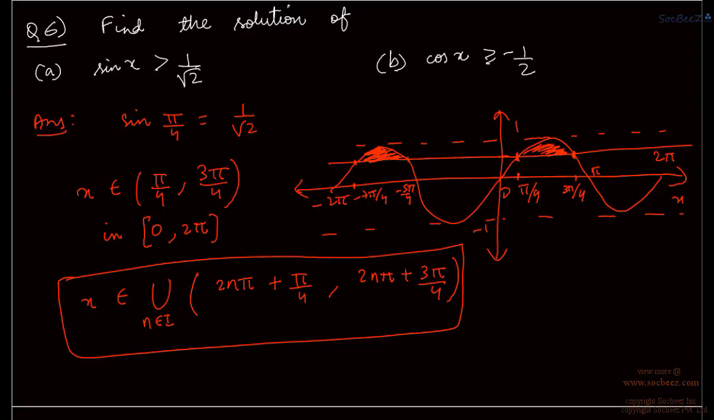This is minus 5 pi by 4, right? So it can lie only in that range. Now all these domains have to be added up. So that is done using the union.